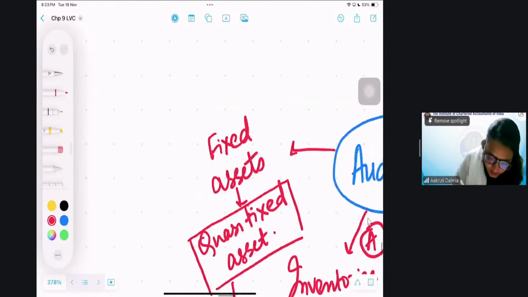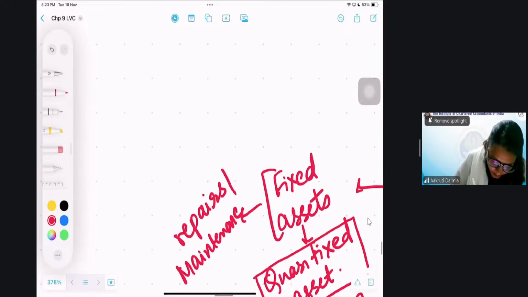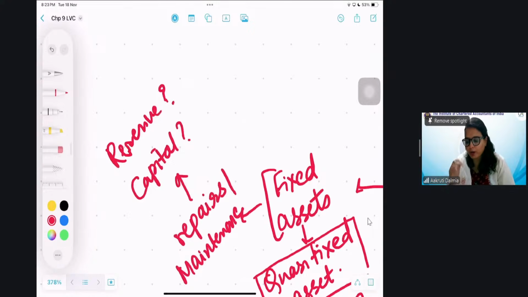In fixed assets, you also have to see repairs and maintenance, whether they are capital or whether they are revenue. So all this you have to check properly.